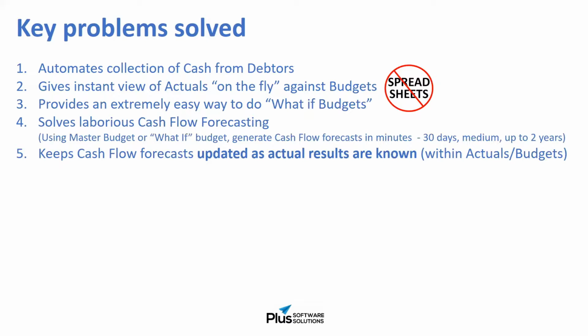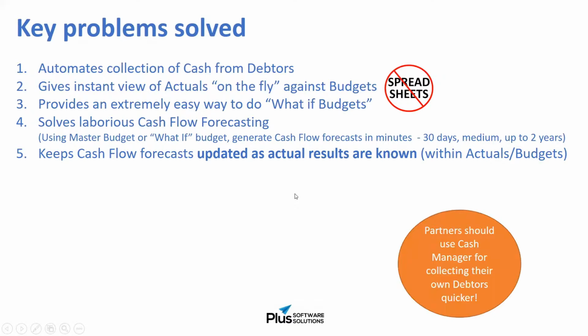A quick example: let's say you have a cash flow forecast on the 1st of April in South Africa, which is your year start, if I remember rightly. In August, your accountant might want to do a new cash flow forecast. Cash Manager will allow him to do that with updated actuals, and we'll show you quickly and easily how to do that.